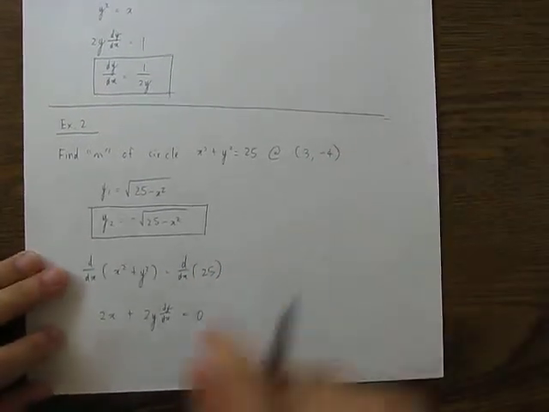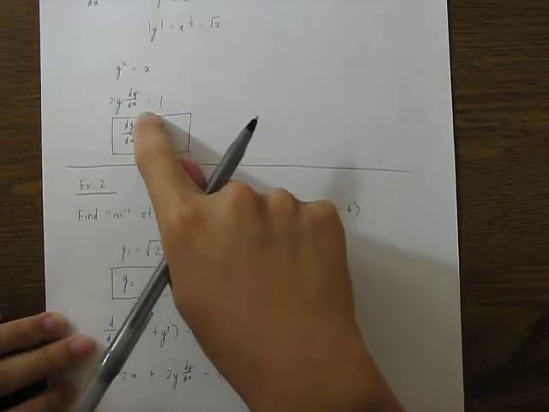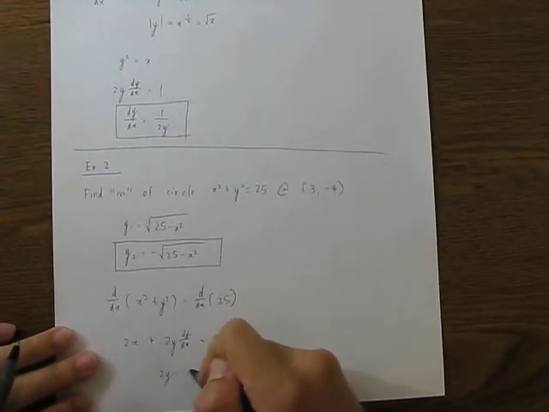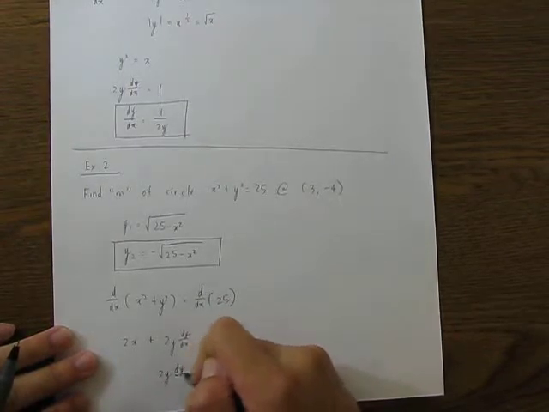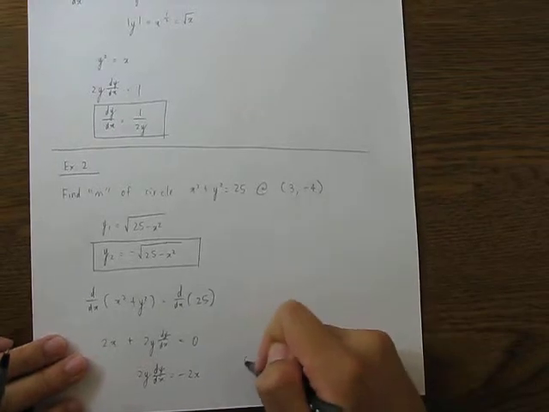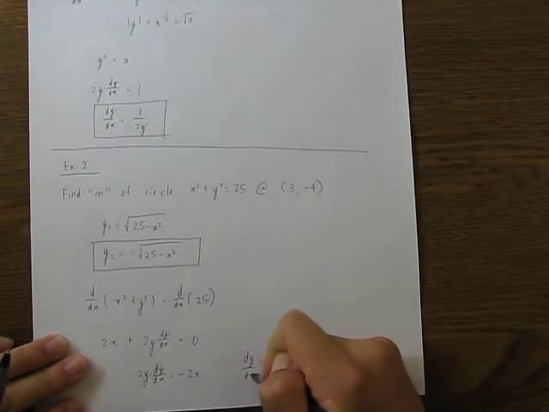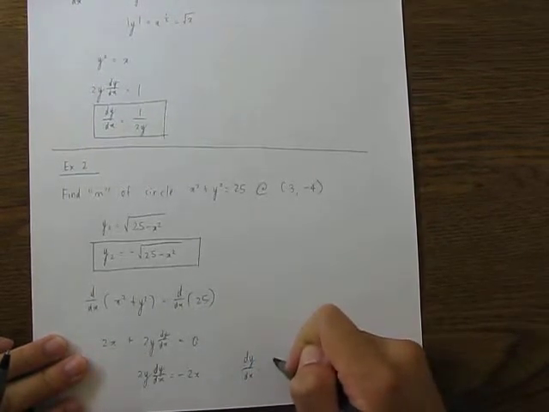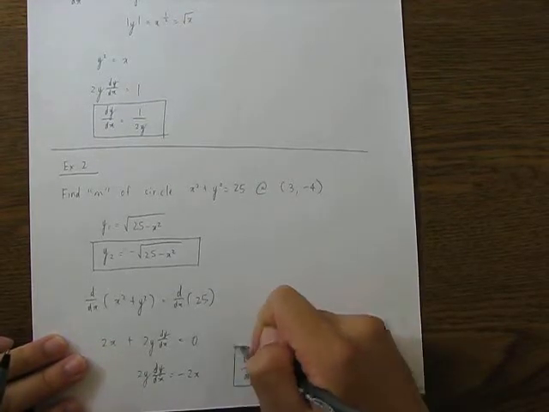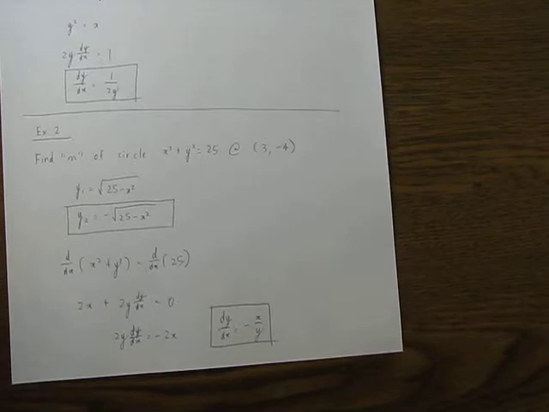Next, you're going to do the exact same thing as we did up here. You're going to get dy/dx by itself. So you have 2y times dy/dx equals negative 2x. So dy/dx just equals negative x over y. Right there. Straightforward.